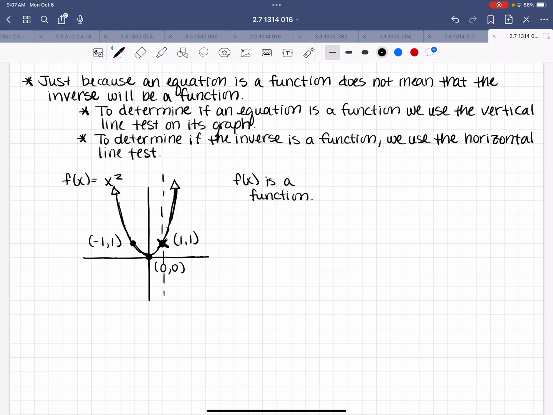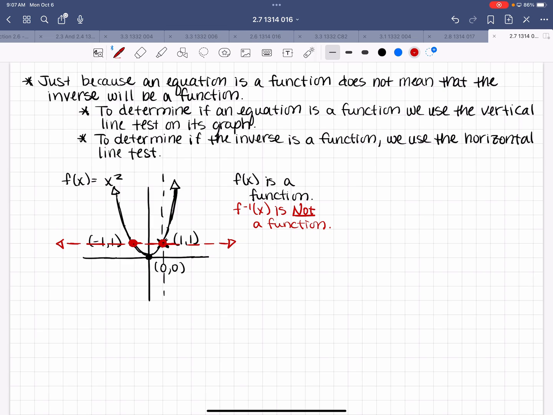Okay? So what my rule tells me up here is if I draw a horizontal line, and I'm just going to do a horizontal, like right here, where I'm hitting both those points. If I draw a horizontal line, what happens? It hits twice. Okay? So that tells me that the inverse of f of x is not a function because it fails that horizontal line test.